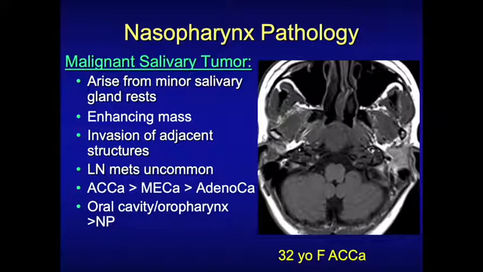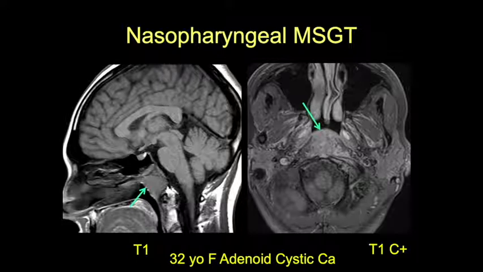We can see this large central mass within the nasopharynx in this young patient, 32-year-old. It's invading the prevertebral musculature in this example. Other malignancies that can occur in the nasopharynx arising from these salivary gland rests include mucoepidermoid carcinomas and adenocarcinomas, but these are more common in the oropharynx. This just shows additional imaging of that same patient, showing this large mass in the nasopharynx with enhancement and invasion of the prevertebral musculature in this patient with an adenoid cystic carcinoma of the nasopharynx.